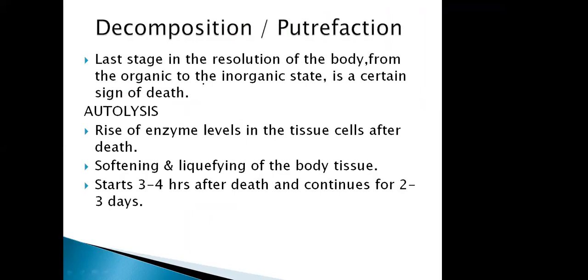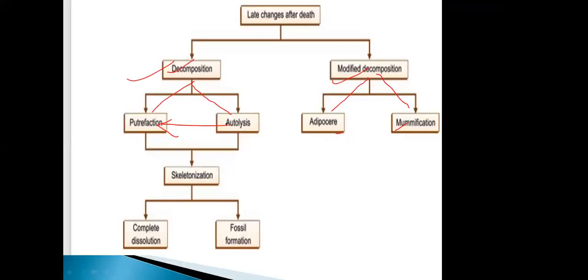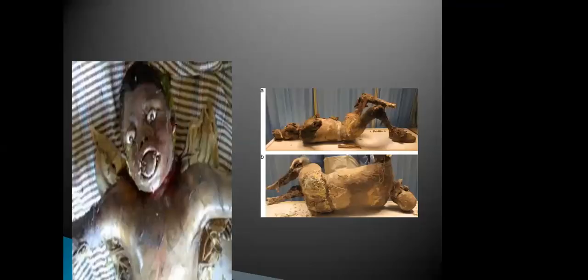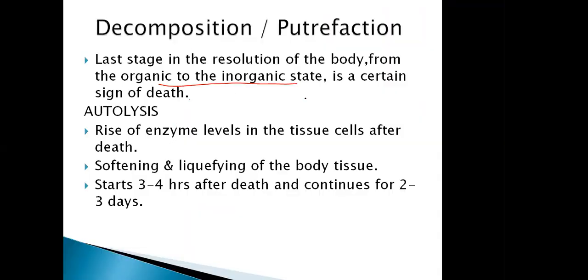It is the last stage of resolution of the body from organic into inorganic state after signs of death. It is called decomposition. Now we are going to study what is autolysis and what is putrefaction. So decomposition is where the organic form of the body is converted to an inorganic state. What is happening in autolysis? The rise of enzyme levels in the tissue cells after death, softening and liquefying of the body tissue. It starts 3 to 4 hours after death and continues for 2 to 3 days.